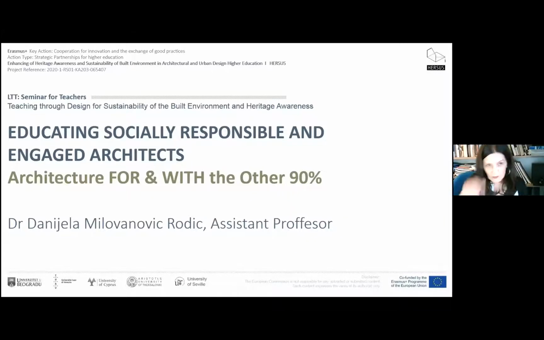So the title of this presentation is Educating Socially Responsible and Engaged Architects and or architecture for and with the other 90%. The subject is a specific teaching model for educating socially sensitive, responsible and engaged architects able to formulate, design, fundraise, and implement sustainable solutions for people living in their conditions in urban slums, poor or distant rural areas, refugee camps, or temporary accommodations.